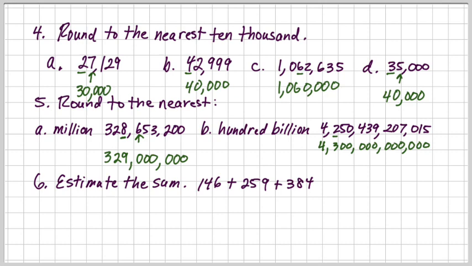Maybe we're doing it by hand, or we just want a real quick estimate. So I'm going to round each of these to the nearest 100. This would be 100, the second one would be 300, and the last one would be 400. So 4, 3, and 1 hundreds is going to be a total of 800.